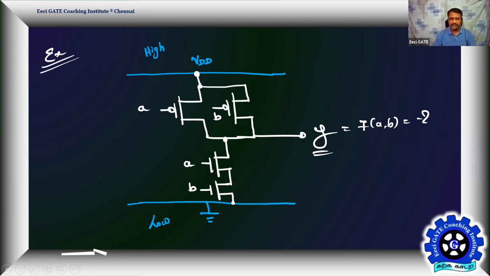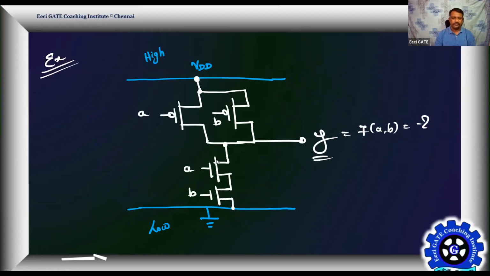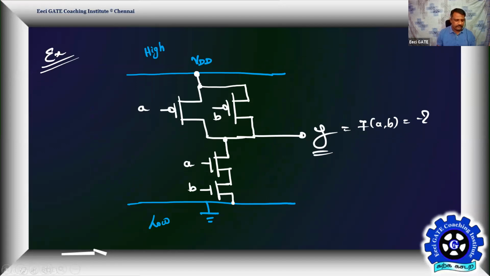Let me keep it as it is. We'll have a copy of the same, then we'll do the analysis. Call it as P1, P mass 1, P mass 2, N mass 1, N mass 2.